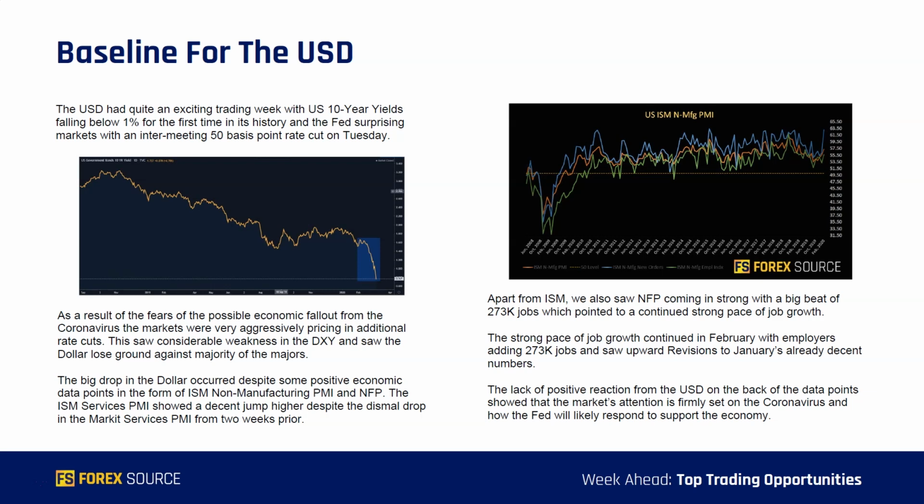Now, the big drop in the dollar occurred despite some positive economic data points in the form of ISM non-manufacturing as well as NFP. The ISM services PMI showed a decent jump higher despite the dismal drop we saw in the Markit services PMI 2 weeks back. And apart from the ISM, we also saw NFP coming in strong with a big beat of 273k jobs, which pointed to a continued strong pace of job growth in the US. The strong pace of job growth continued in February, with employers adding 273k jobs, and we saw upward revisions as well to January's already decent numbers.